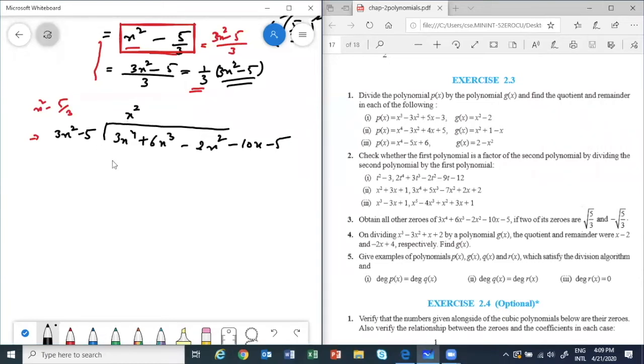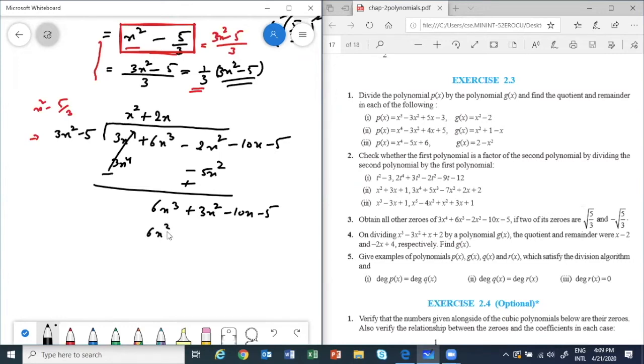So what happens, we get 3x⁴ and we will get minus 5x², right? So then we'll change the signs. This will cancel out and we are left with 6x³ plus 3x² minus 10x minus 5. What should I take? Plus 2x. That will give me what? 6x³ and we'll get minus 10x. So we'll subtract and we will get 3x² minus 5.